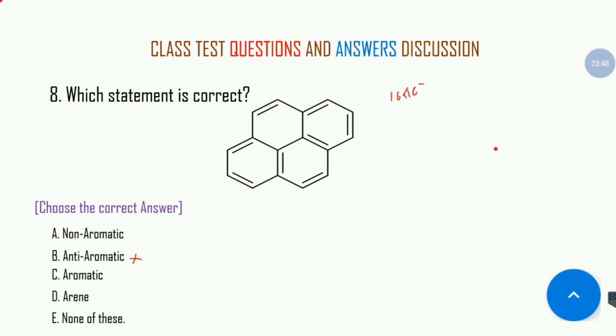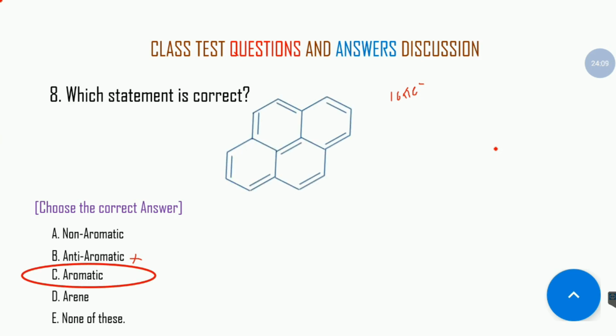It's pyrene. This compound is called pyrene. It's an example of a polycyclic aromatic compound. It has delocalized pi electrons. Those pi electrons present in the middle are not participating in the resonance. So we can say that the number of pi electrons is 14, which satisfies our Huckel rule for aromaticity.